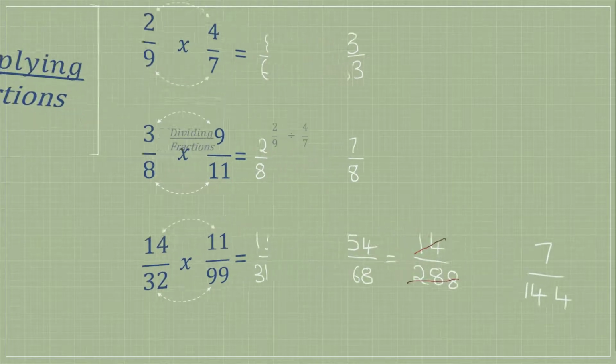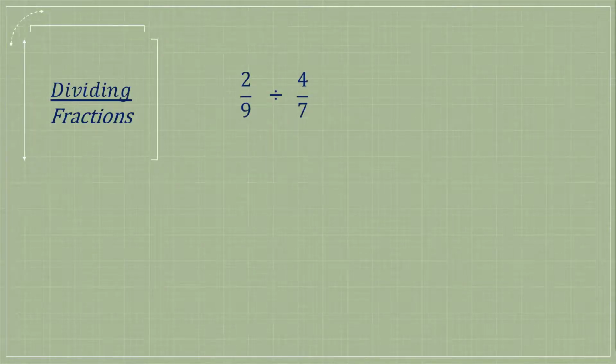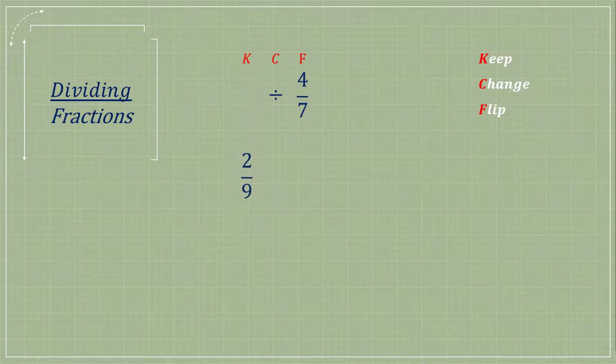Next, we will look at dividing fractions. We use the KCF method. KCF stands for keep, change, flip. So, what we do is keep the first fraction as is. Next, we change the division sign to a multiplication sign. Then, we flip the second fraction, so the numerator will now become the denominator and vice versa. Finally, since we've converted the fraction into a multiplication, we just multiply and get our answer.